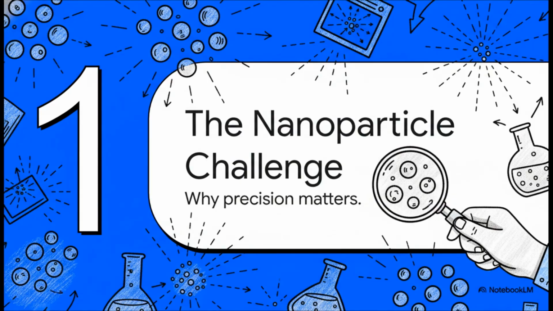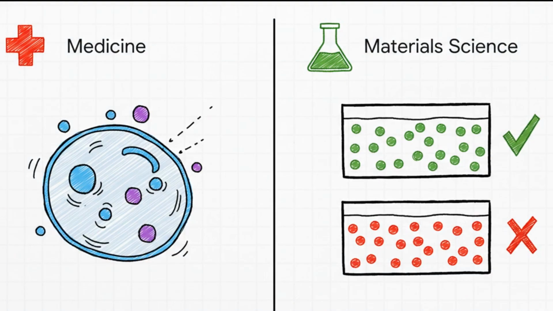First up, the nanoparticle challenge. Being able to precisely characterize nanoparticles is absolutely critical. In medicine, the size of a nanoparticle can be the difference between a drug that works and one that doesn't. In material science, how those particles behave affects the stability and quality of the entire product. So the stakes here are incredibly high.